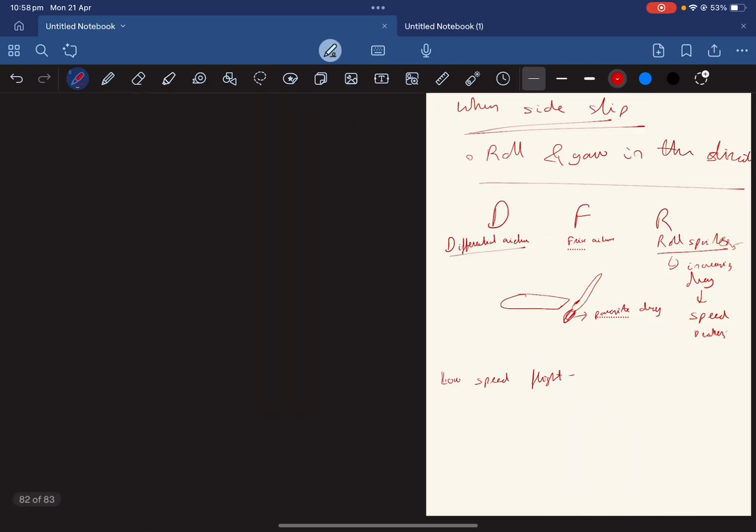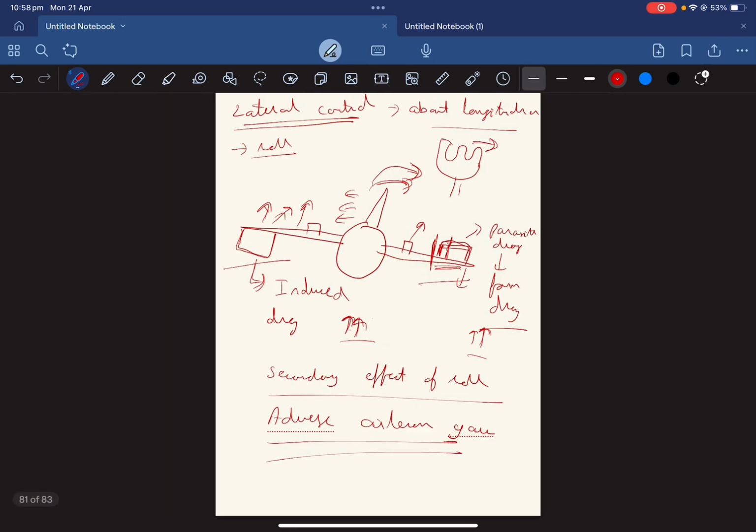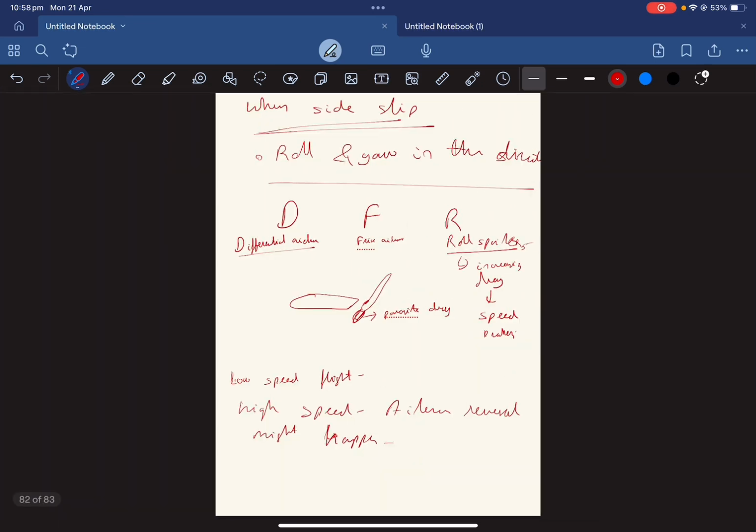you use your outboard ailerons, right? But when you're at high speed, there's a tendency that aileron reversal might happen. So to fix that, at high speeds, we only use the inboard roll spoilers as ailerons, right? If I use it asymmetrically, like if this is up, this is down, it would do the same thing as ailerons, right? So at high speed, we use roll spoilers. I hope it makes sense.